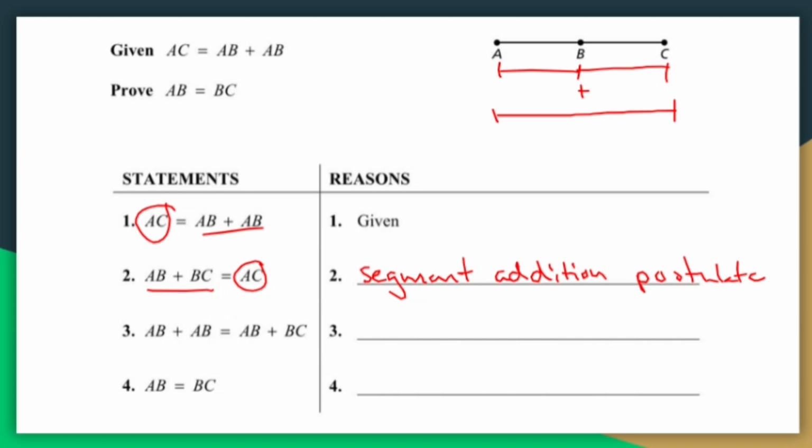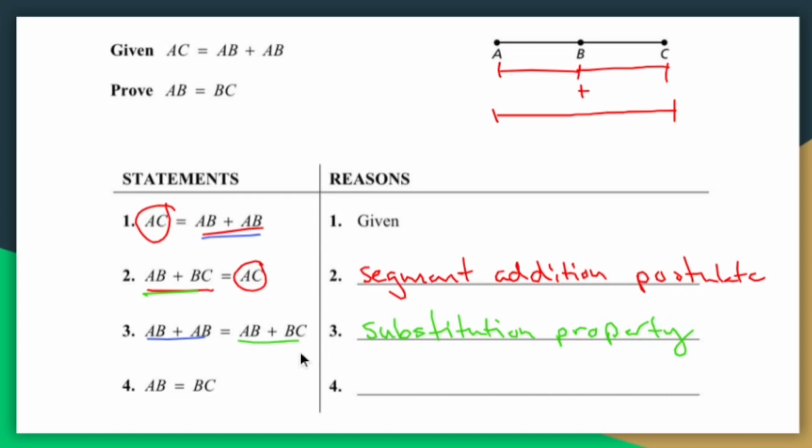All I'm doing is saying since AC equals AB plus AB, and if AC equals AB plus BC, then AB plus AB equals AB plus BC. This is called the substitution property of equality. Now I'll just say substitution property and leave it at that because space.